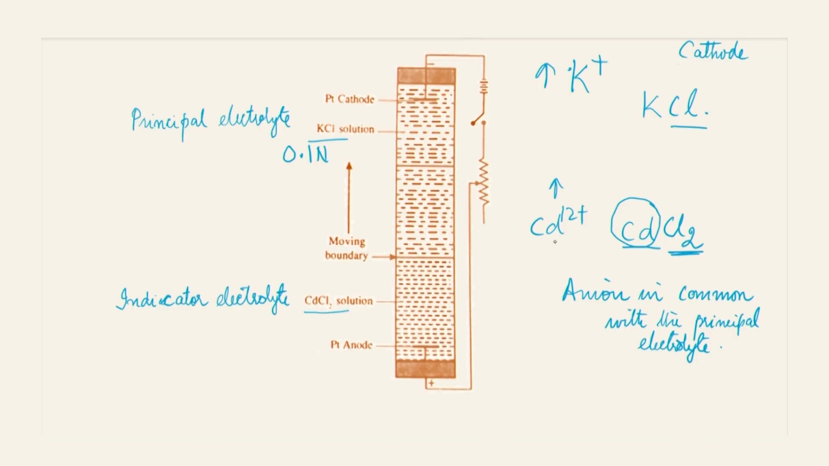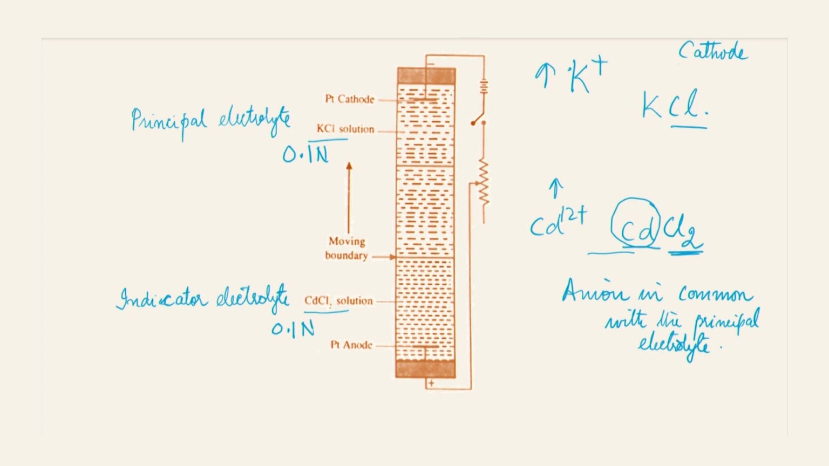Now, when potassium moves towards the cathode, cadmium ions should follow potassium ions. It should not go before potassium ions to the cathode. So, it should be following the K, or you can say that the mobility of cadmium ions should be lower than that of potassium ions. So, this is a condition for an indicator electrolyte. It should have an anion in common, and the cation should only follow the cation of the principal electrolyte.